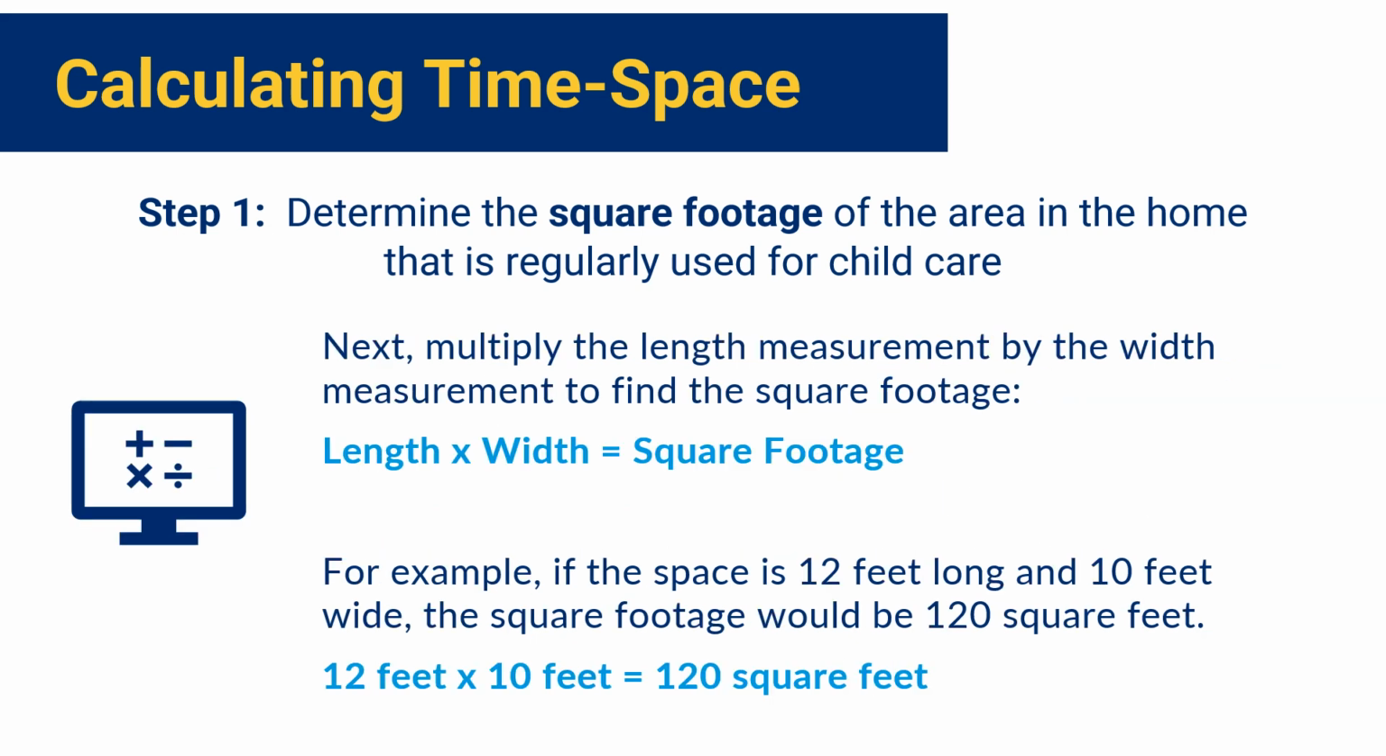Next, multiply the length measurement by the width measurement to find your square footage. For example, if your space is 12 feet long and 10 feet wide, your square footage would be 120 square feet. For oddly shaped spaces, such as rooms with an extra nook or filled by a closet, break your room into smaller rectangular blocks, use the square footage calculation for each block, and then add the totals together.